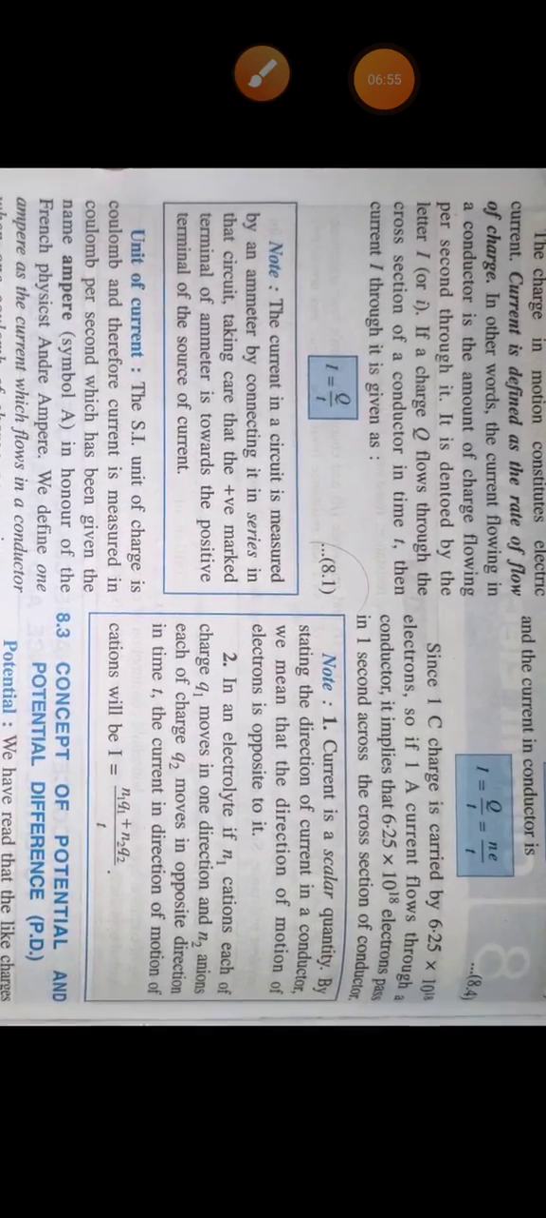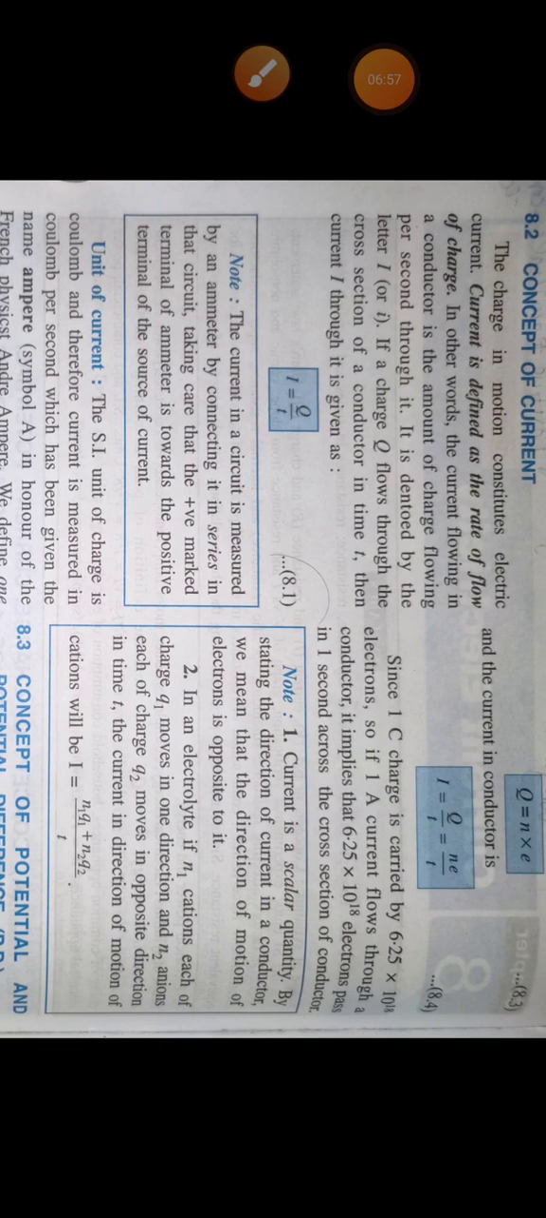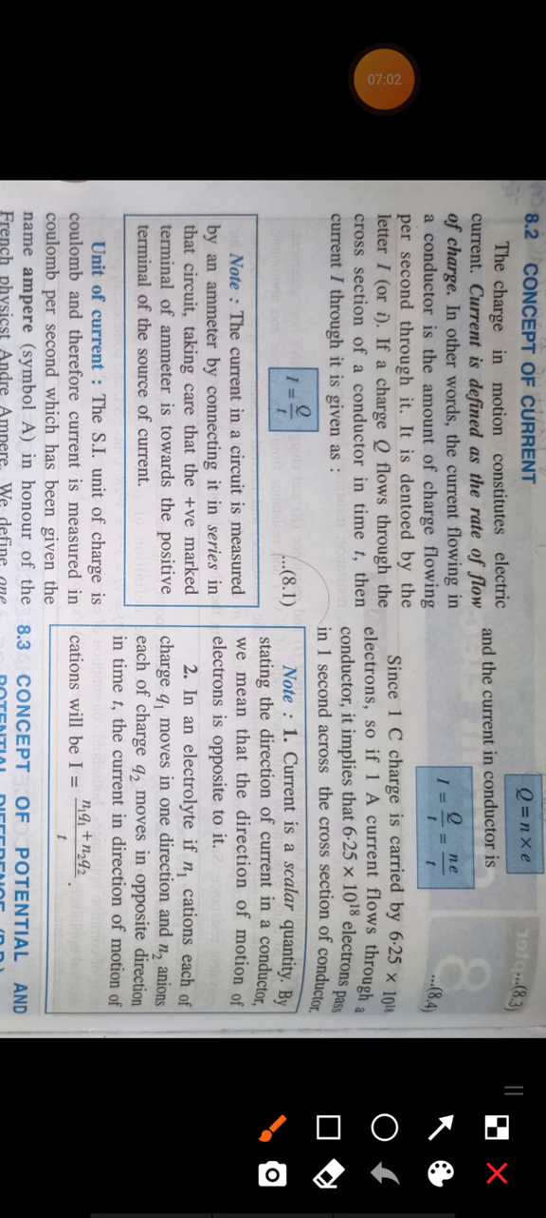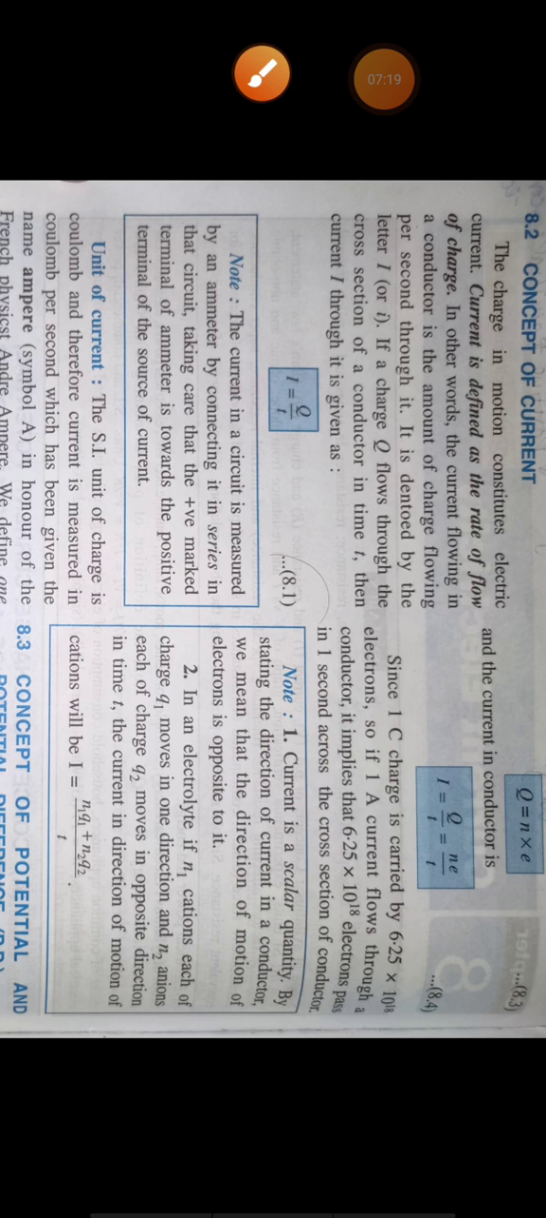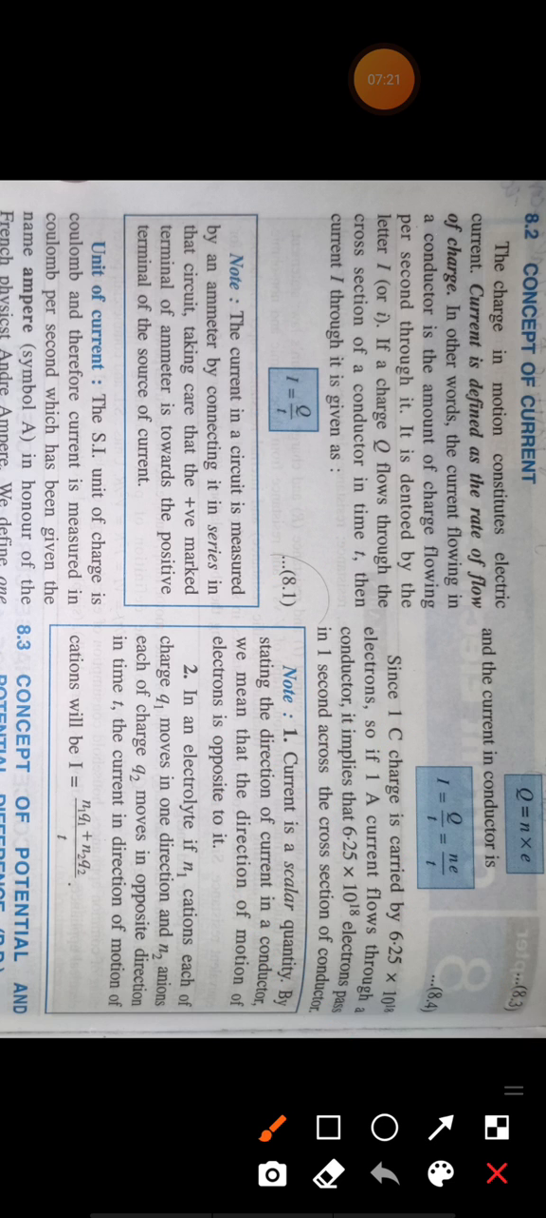Now the next thing is the concept of current. Current is the rate of flow of charge, which is called electrical current. How much charge is flowing per unit time is called the current. I is equal to Q by T. So you can increase or decrease current. The current depends on two things: one is charge, another is time. So you can increase the current by increasing the charge.